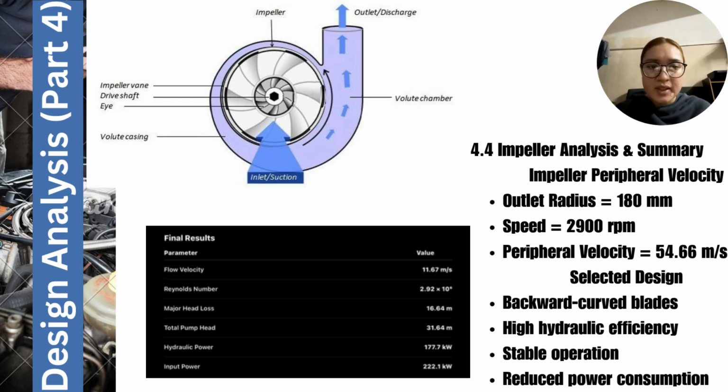And the last part is 4.4 Impeller analysis and summary. Finally, the impeller has a peripheral velocity of 54.66 meters per second. The backward curved blade design provides efficient energy transfer and stable operation. Overall, the design meets all project requirements and is suitable for transporting water to the football field irrigation system.